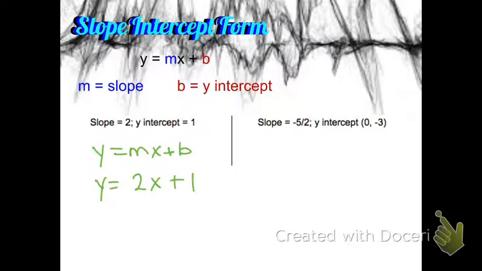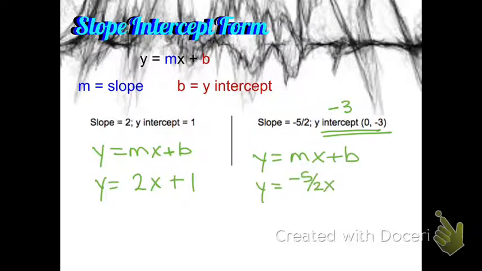The same for this one over here, except they're giving us the y-intercept as a coordinate. The y-intercept is over 0, up -3. The number we're focusing on is the -3. So y equals mx plus b. If the slope is -5/2, then I put -5/2 x. And then I add the y-intercept, which is adding -3. Which, remember, adding a negative is the same as just subtracting. So typically you just see it as -3.